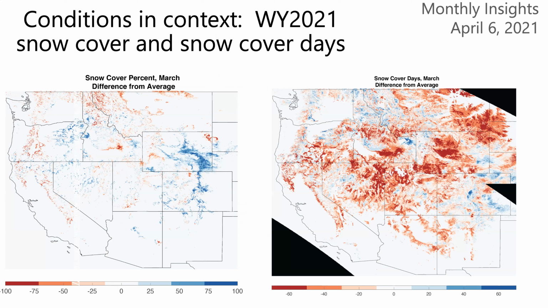While snow cover fraction can quickly increase or decrease, snow cover days accumulate over the water year. On the right side, you can see that accumulated over the year, snow cover days are well below average relative to the satellite record for most of the Western US.